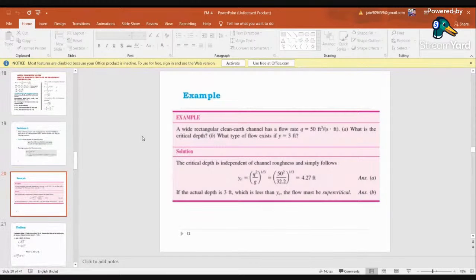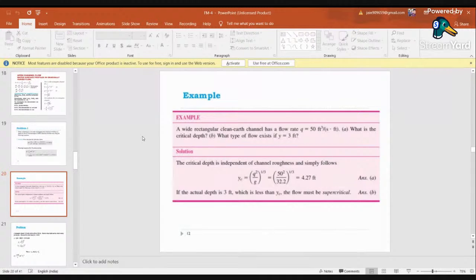Okay. Here again, a wide rectangular clean earth channel has a flow rate of q = 50 feet square per second. What is the critical depth and what type of flow if y is equal to 3 feet? Now see here, a wide rectangular section is given and critical depth you have to find out. So critical depth is nothing but (q square by g) to the power 1 by 3.